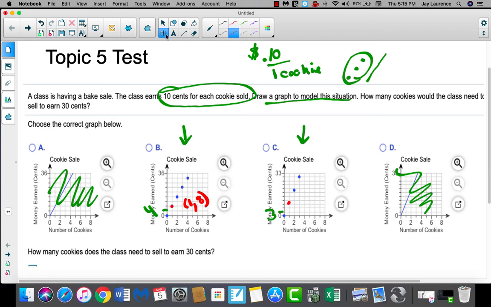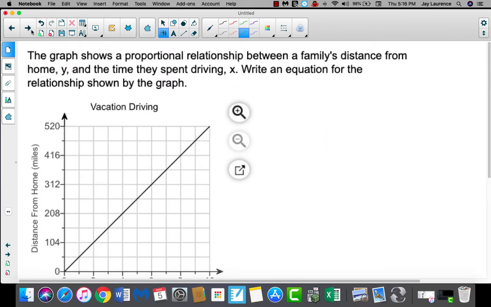Looks like I've got this one crossing at a nice intersection right here. Let me do it in green. Okay, that's 3 cookies. So 3 cookies, and they made 30 cents. 30 cents, right? So if I take 30 cents and divide by 3 cookies, don't I get 10 cents per cookie? That means this is the correct answer. All right, moving right along, the next question.